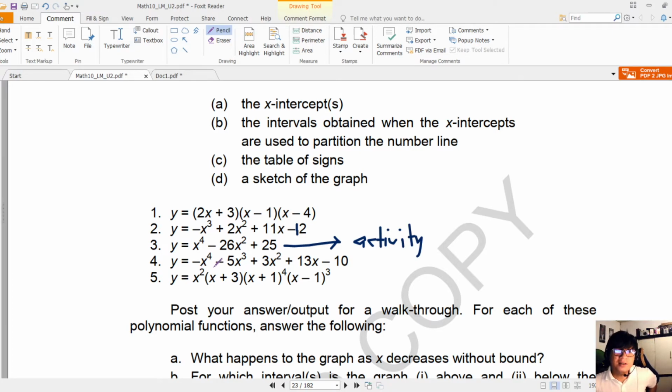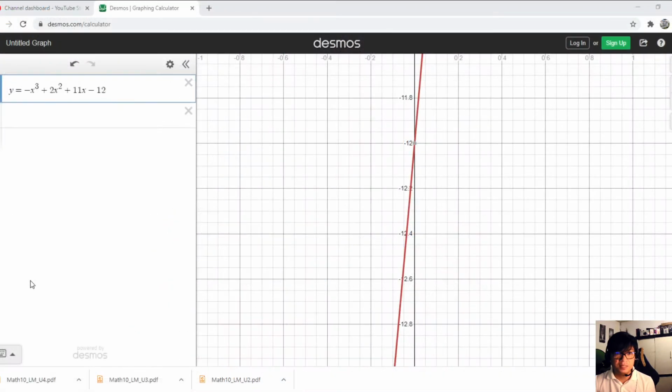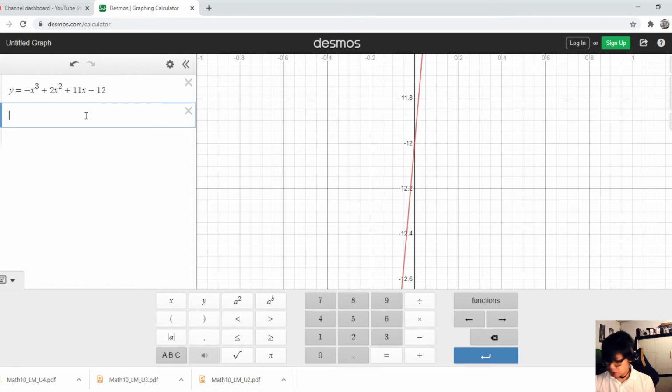So, tingnan natin ang graph nito. Itong graph ng dalawa lang. So, hindi natin i-solve yung x-intercept kasi it will take time. Tingnan na lang natin yung graph. At least, meron tayong 2 examples na na-present for you. So, this 4 and 5, i-try natin i-graph using our application, which is the Desmos graphing calculator. So, i-graph natin siya. Let's try number 4.